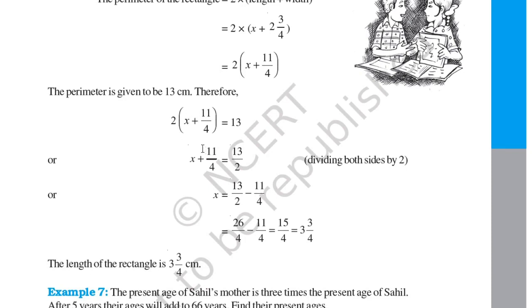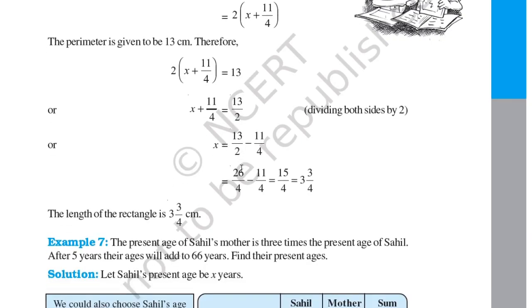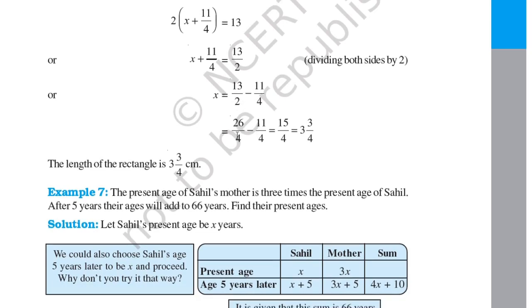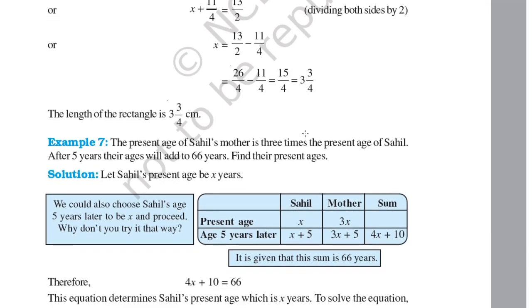So we are dividing both sides by 2 to eliminate the 2. So you get x plus 11 by 4 is equal to 13 by 2. We are simply transposing this to the RHS, so x is equal to 13 by 2 minus 11 by 4. So you get 26 by 4. They have multiplied and divided it by 2 to make the denominator common. So you get the denominator as 4, and when you subtract, you get 15 by 4, so it will become 3 by 4. So the length of the rectangle is 3 by 4 centimeter.